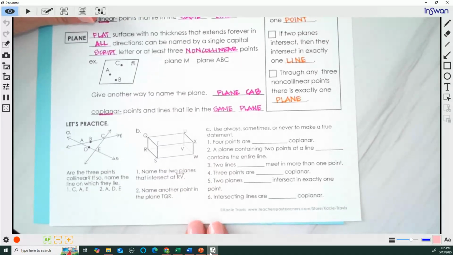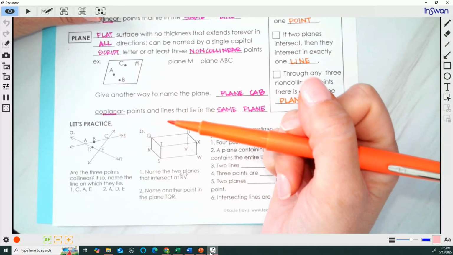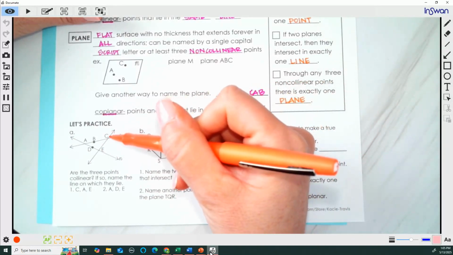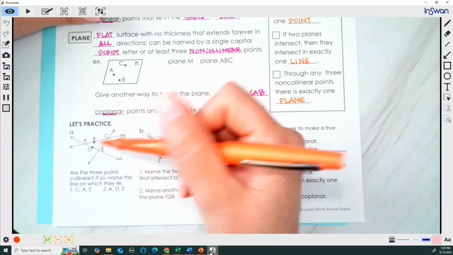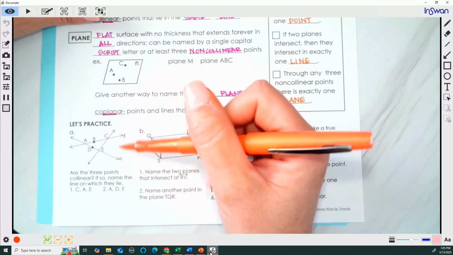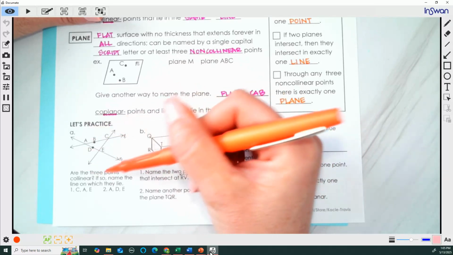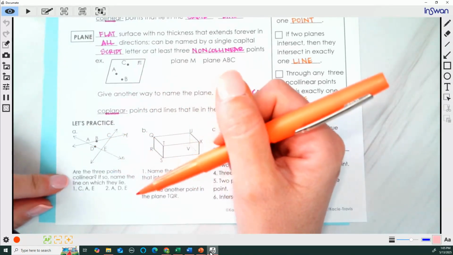Problem A, we have some lines that are intersecting. We've got some intersection points that are labeled, and we've got some extra points within line L and line N that are labeled with B and D. So once we know kind of what we're seeing here, let's read the question and analyze what we're to do.